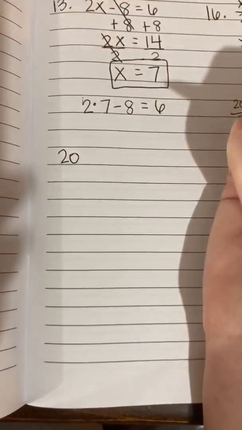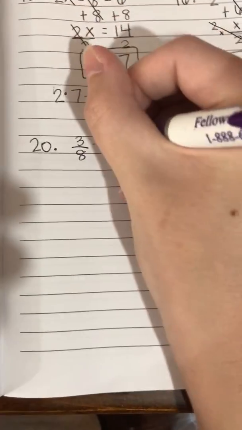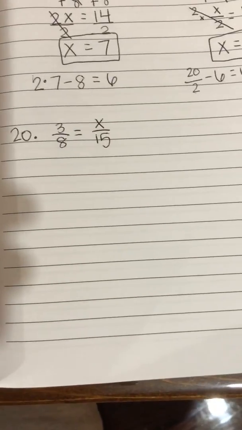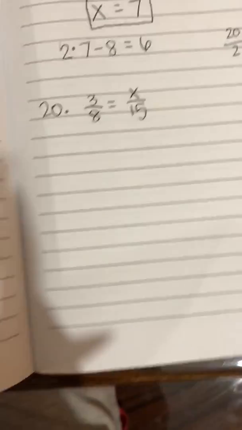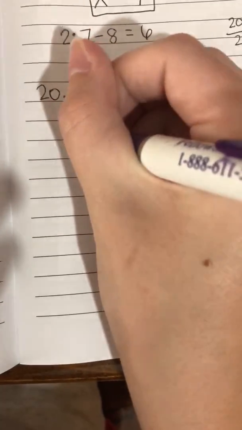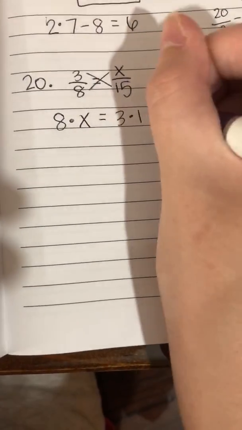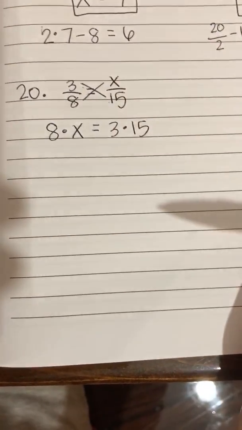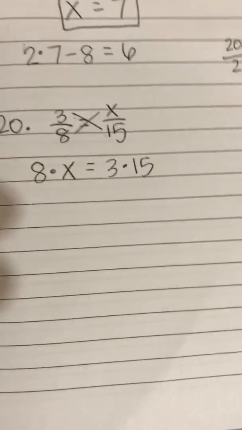All right, now I'm going to do number 20. We have 3 eighths equals x over 15. Now the whole bottom row on this page is like this, so you'll have a few to work like this. On these, we are going to cross multiply. So I have 8 times x equals 3 times 15. Now all I did was cross multiply. 8 times x, 3 times 15. Okay? And now we work it the same way we've been working the rest of them.